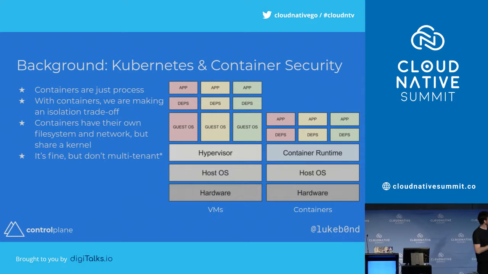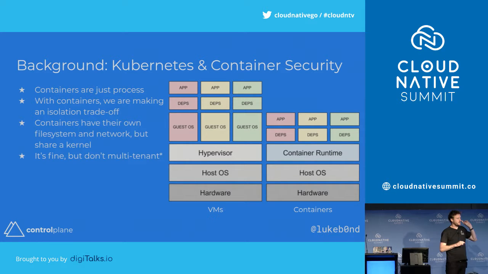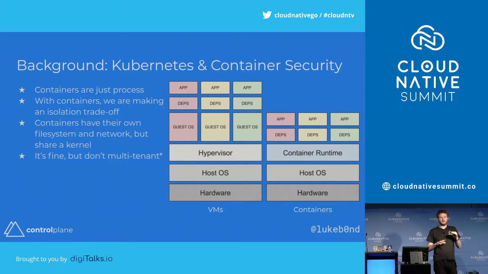That means that we're making an isolation trade-off when we make a transition from VMs to containers. We don't have a hypervisor. On the right-hand side, our processes are running directly on a machine. They're just processes on a machine. And so we have less isolation, but we make that trade-off because we get some other benefits as well.